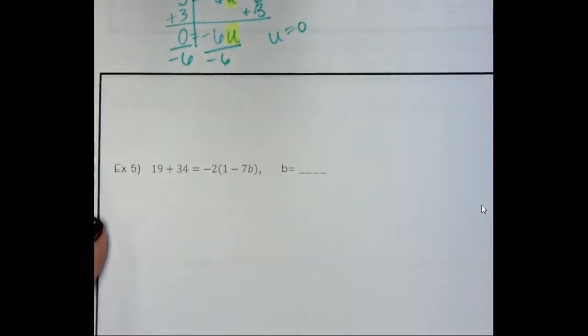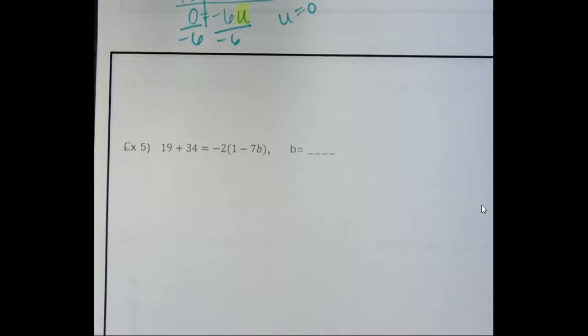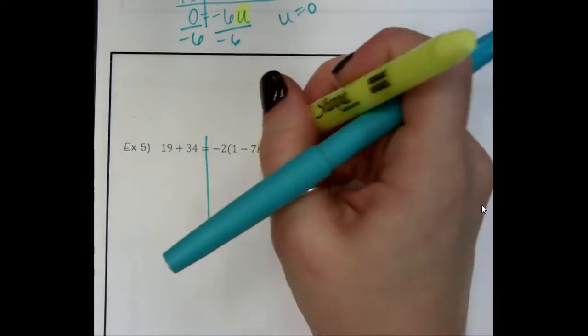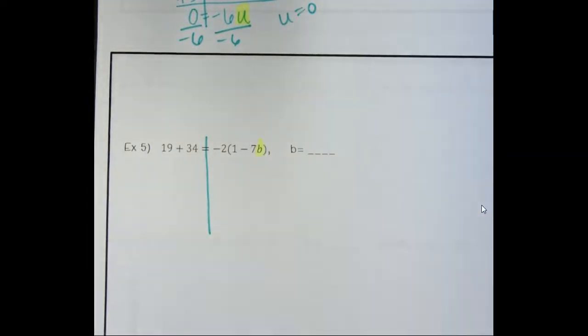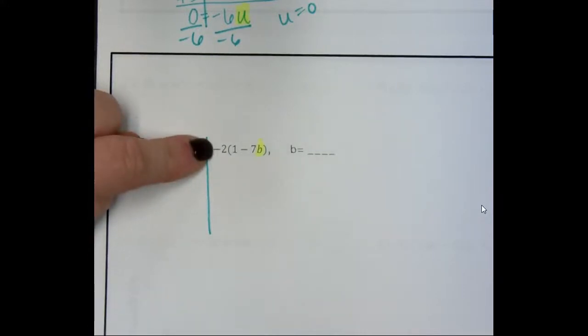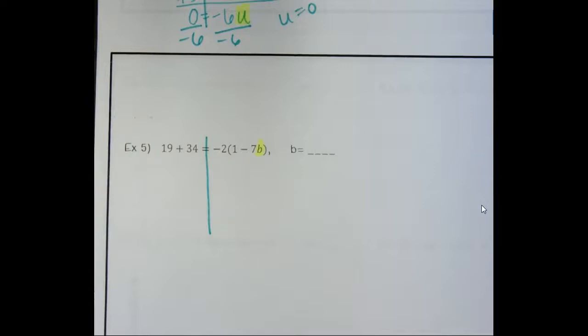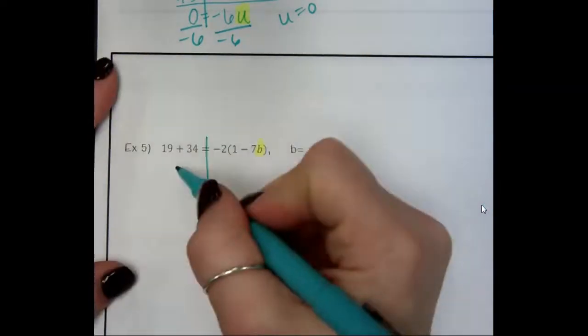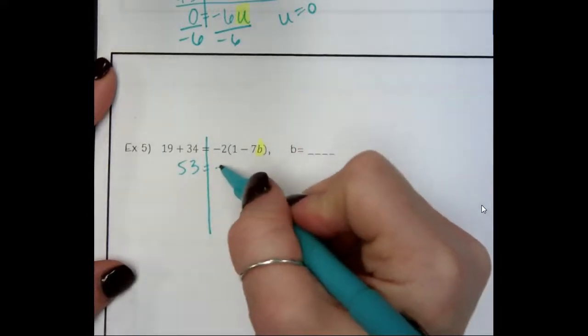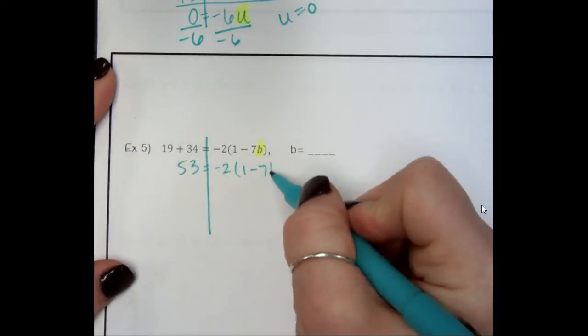All right, we're going to do number 5 together. It's got several steps, so we're going to go through this. Draw our line. We only have one letter here, so we're going to solve for b. I could start by dividing by negative 2, but I noticed that I have 2 like terms over here. So I actually want to go ahead and add those first. So I want to take 19 plus 34, and I have 53. So if I can simplify, I want to always do that first.